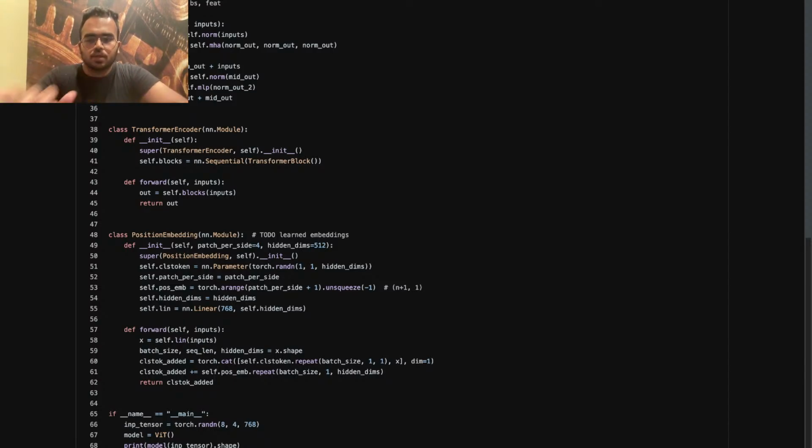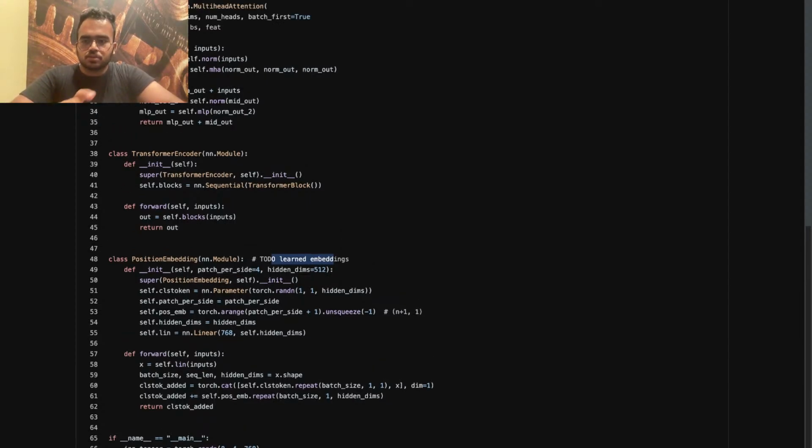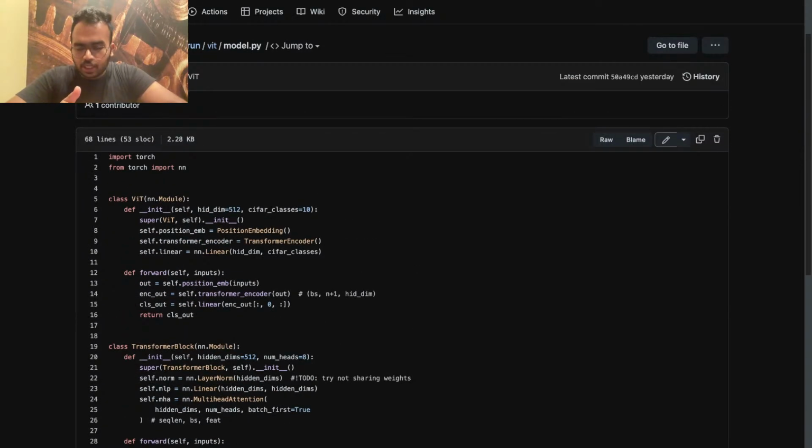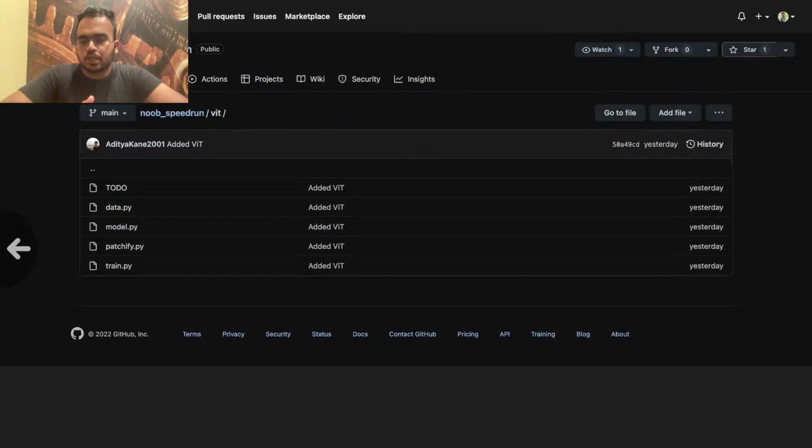So position embeddings are not learned embeddings here, so our to-do is that learned embeddings should be there, but we wanted to make a quick implementation, so we just have scalar values that we add here. Then the encoder is the encoder that we use. There is another to-do here: try not to share weights in the layer norm. It's a very basic implementation to get a gist of how the model or the architecture is working. Hopefully we'll be doing this for later architectures or papers that we read, but vision transformer was a very clear decision for us because it has been on our mind for a while. So you can go ahead and check it out at Aditya Kane 2001 / noob speedrun.